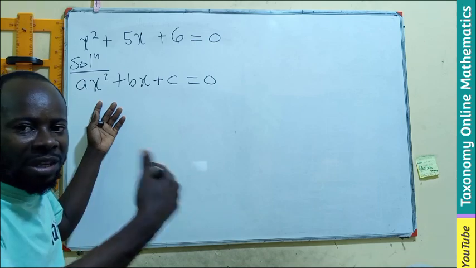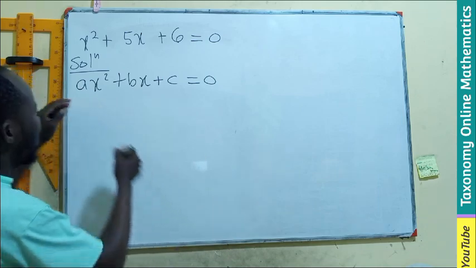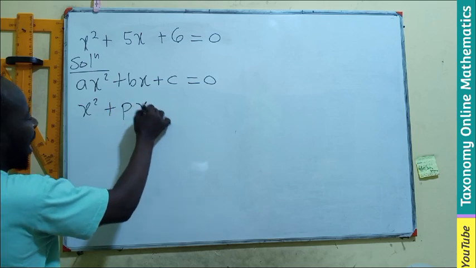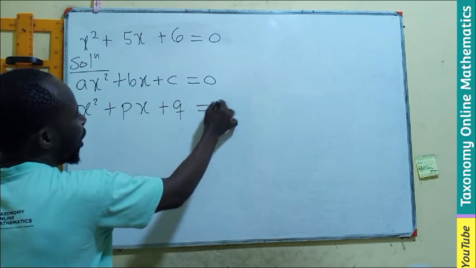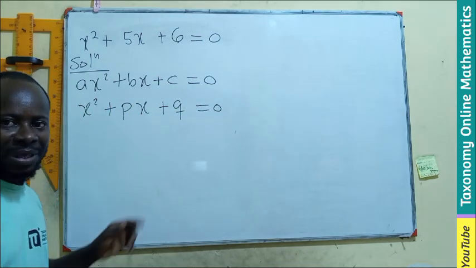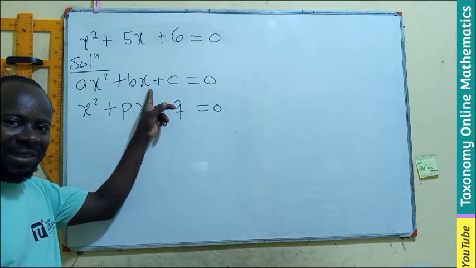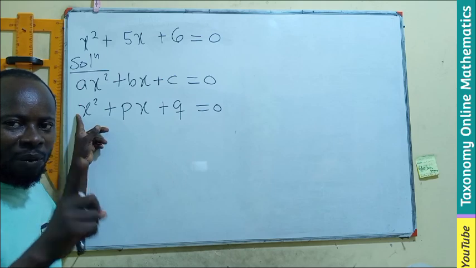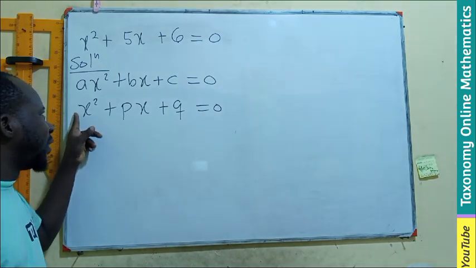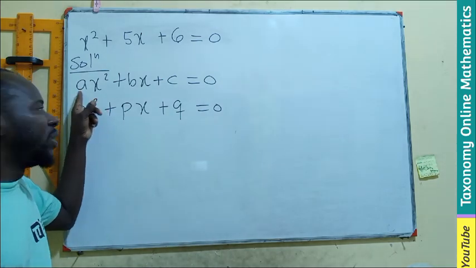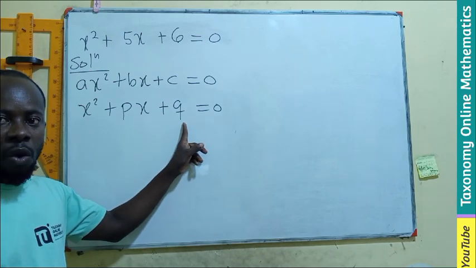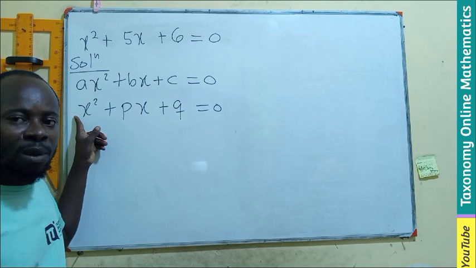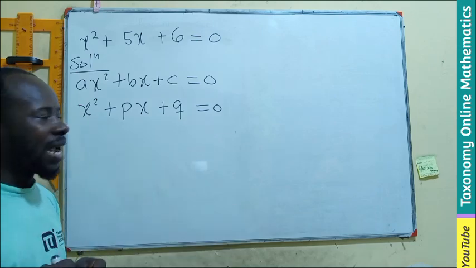But in using the PQ formula, we make use of x squared plus px plus q equals 0. This is the same as the other form, just that the coefficient of x squared is 1. So when the question is given with a coefficient a, you divide all three terms by a in order to have 1 in this place before the PQ formula can be used.